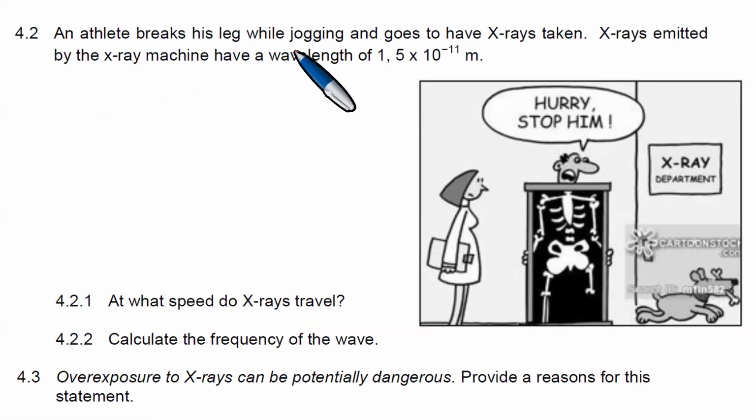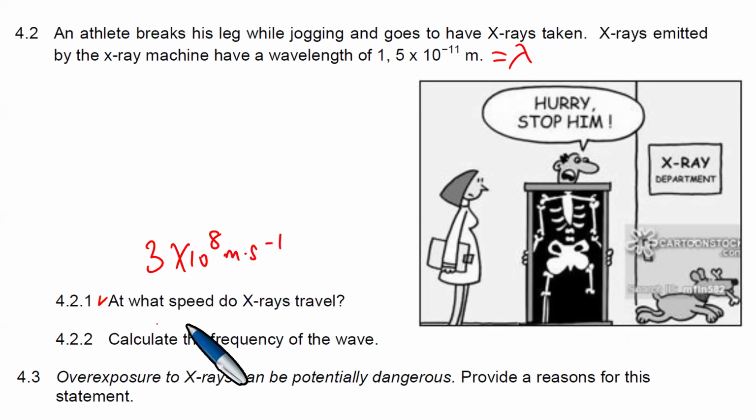An athlete breaks his leg while jogging and goes to have X-rays taken. The X-rays emitted by the X-ray machine have a wavelength of 1,5 times 10 to the minus 11 meters. 4.2.1, at what speed do X-rays travel? X-rays travel at the speed of light in vacuum, which is 3 times 10 to the 8th power meters per second.